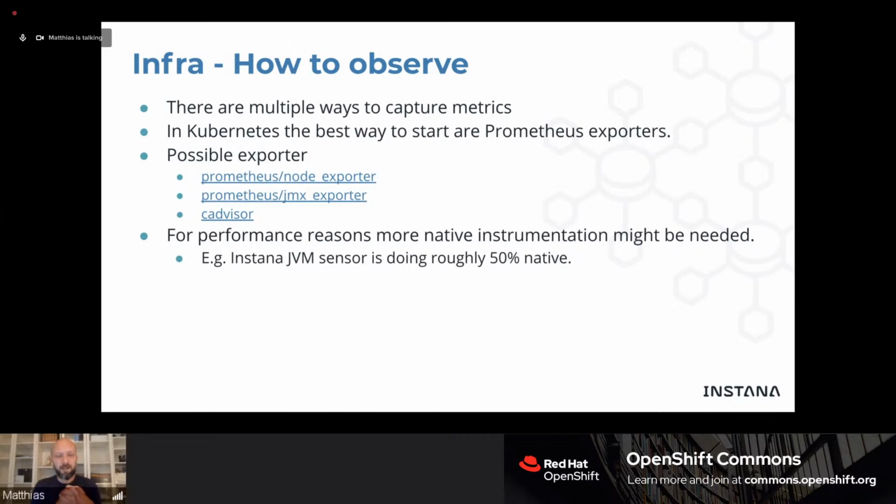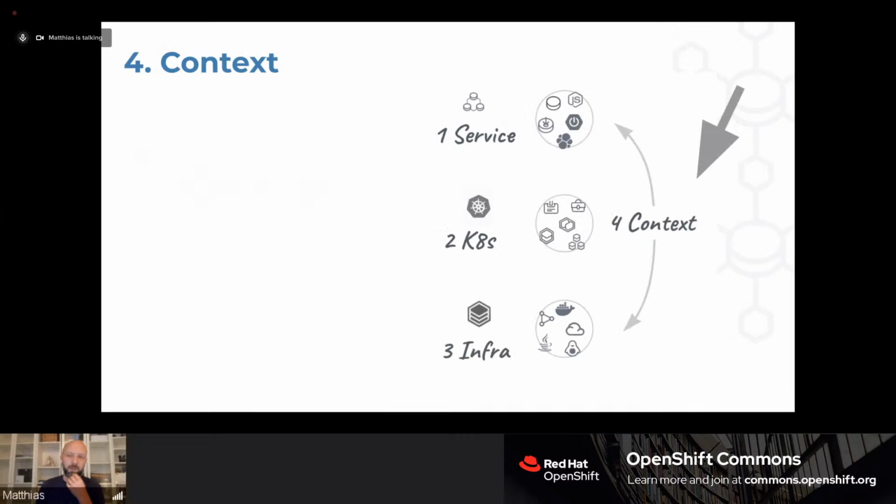But it's important that for some performance reasons, you also need to look at the instrumentation itself. For some performance reasons, more native instrumentation might be needed. Our sensor, and that's probably true for other sensors also, does roughly 50% of the instrumentation in a native way, just to be more performant. All right, so we've got the service, Kubernetes, and the infrastructure, and they're all needed and need to be taken care of in themselves.